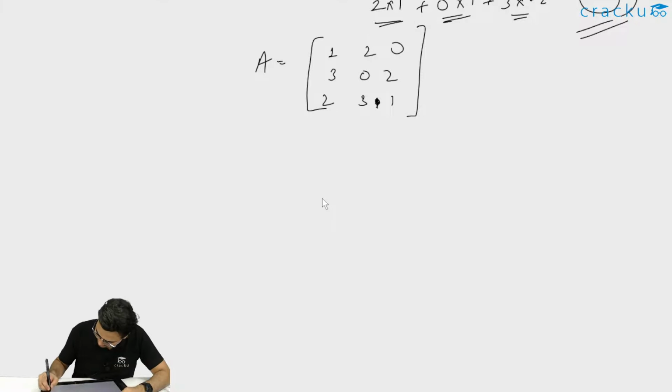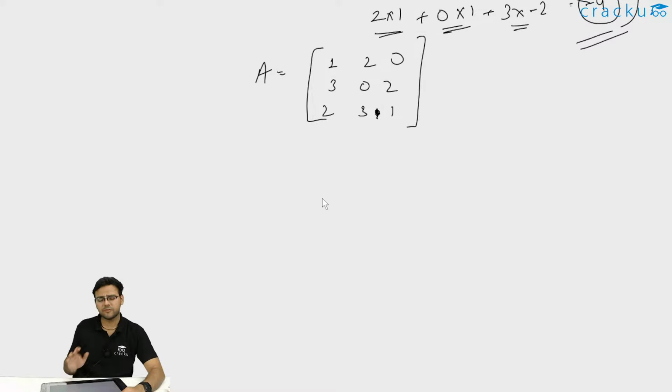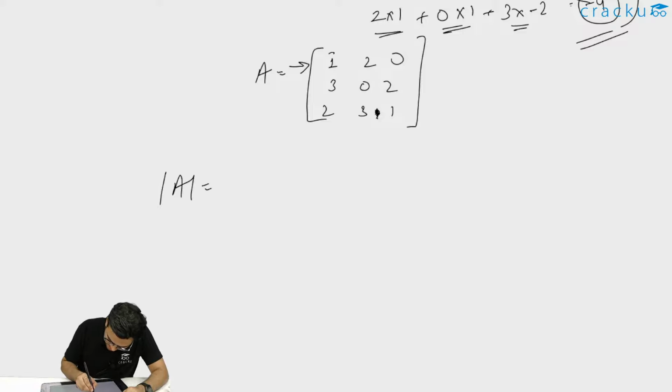What you have to do here is first consider any row. In general cases, we will take the first row. So I'll take the first row. Now the determinant of A: I'll take this element 1, and I'll remove its row and column.